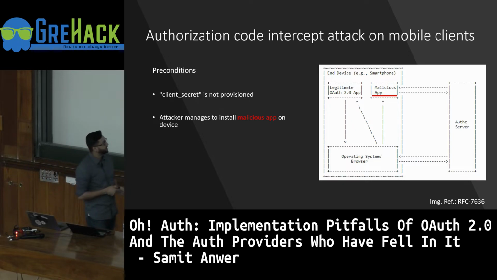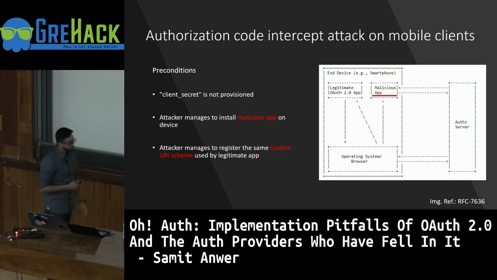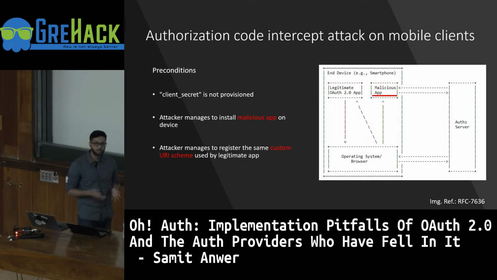So here on the left hand side, on the end user's device, you have a legit app, and then you have the malicious application. And the third assumption, which is also very possible, is that the malicious application can register for the same custom URI scheme as that of the legitimate application. And there's nothing hindering that.